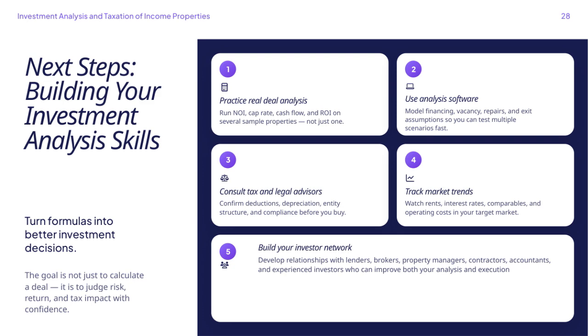Second, use analysis software to model things like financing, vacancy rates, repairs, and exit strategies. This allows you to quickly test different scenarios and make more informed choices. Third, always consult with tax and legal experts to confirm important details like deductions, depreciation, entity structures, and compliance before finalizing any purchase. Fourth, keep a close eye on market trends, such as rent levels, interest rates, comparable properties, and operating costs in your target areas. Staying informed helps you anticipate changes and adjust your strategy.